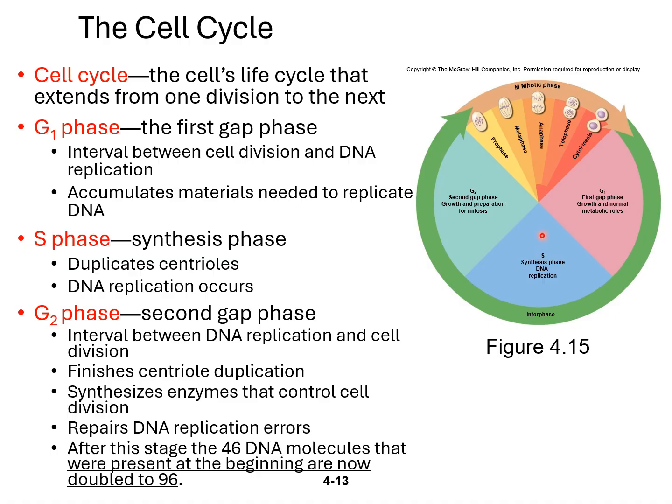And in synthesis, or S, this is where DNA replication is going to occur. So it's kind of easy for this class, because in G1, the cell accumulates material needed to replicate DNA. In S, DNA replication begins. In G2, everything gets duplicated, all the enzymes that control the DNA repair, and at this stage, the 46 DNA molecules that were present at the beginning are now doubled to 96. And if you're like, okay, I'm not really good at math, it's not 96. It's 92. I need to change that.